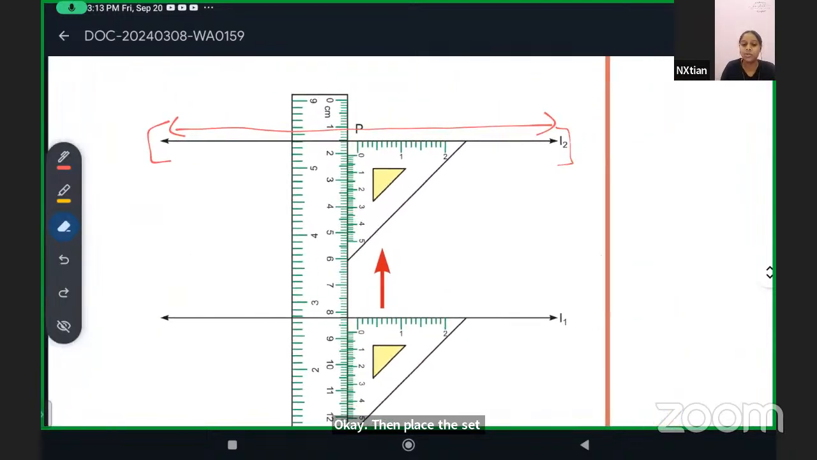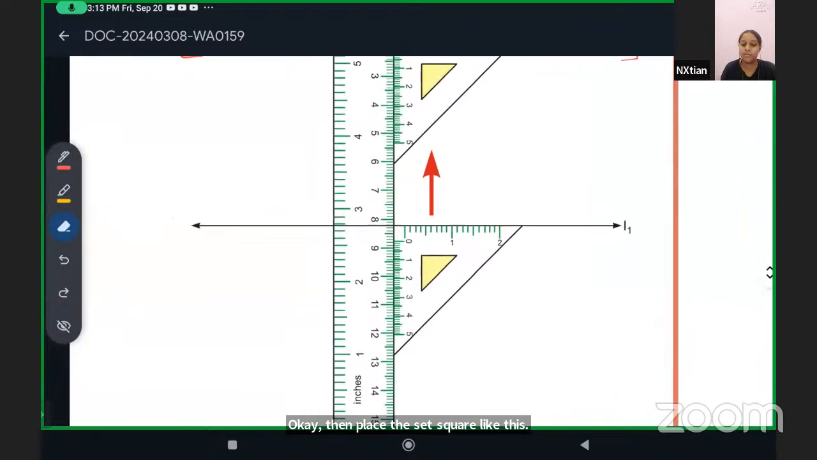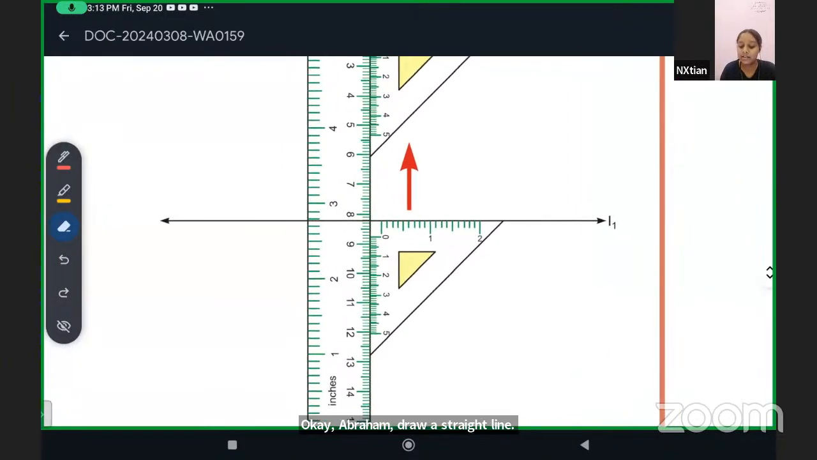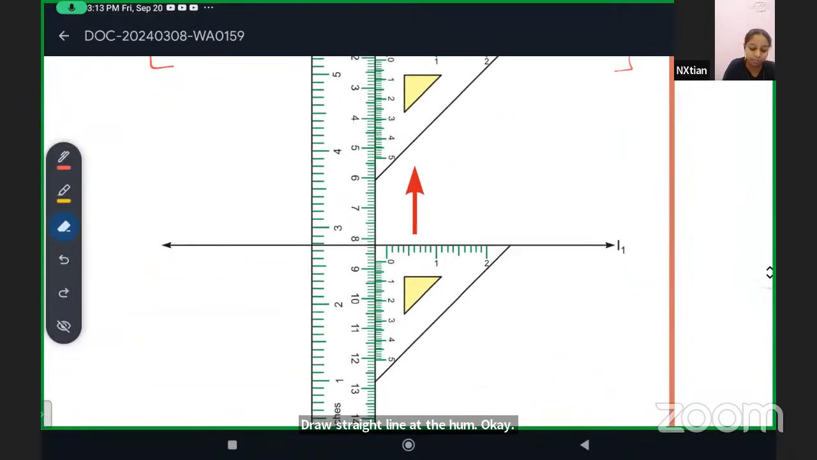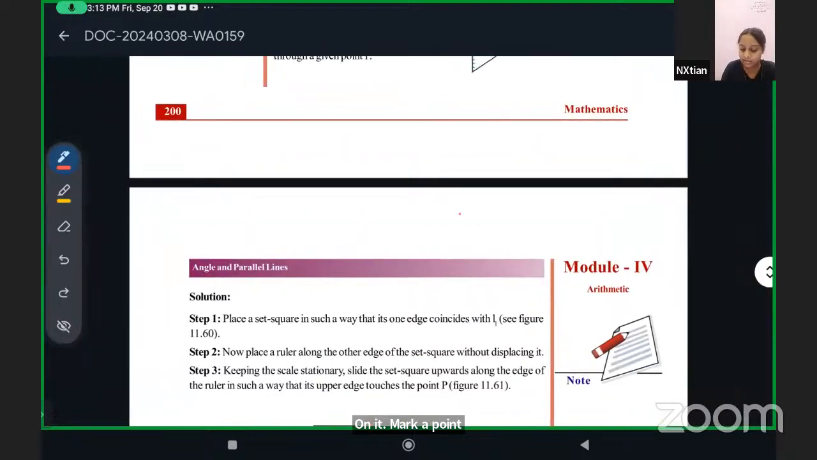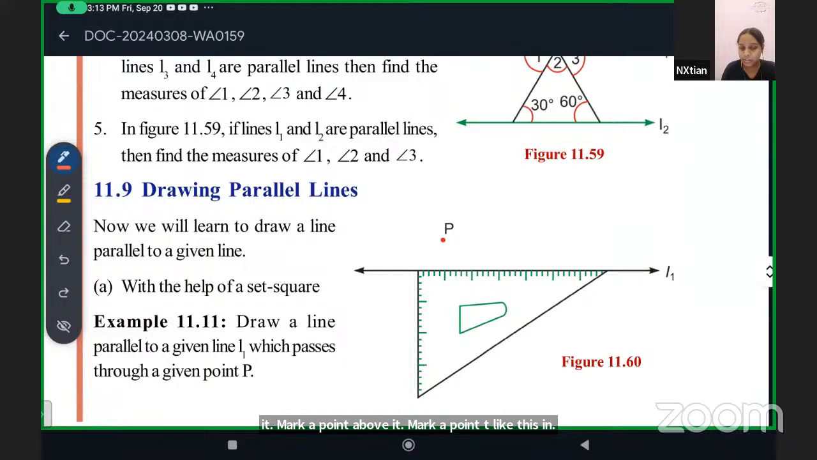Abraham, draw a straight line and name it L1. Then mark a point P above it. You can see here, this is the diagram. Mark a point P a little bit above the line, slightly towards the left and above the line L1.